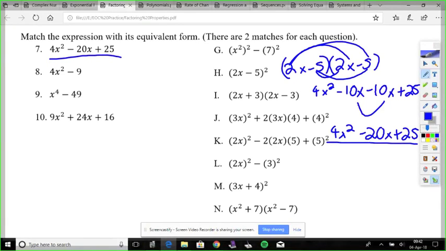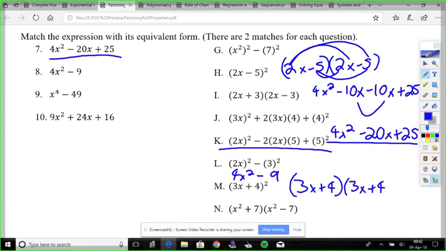Obviously, same thing for K, like we did originally. So try that. If all else fails, just do your regular math and put things together. Like for L, this would be 4x squared minus 9. M would be 3x plus 4 times 3x plus 4. If you have a hard time figuring out the matching identities, you can always just do it the old-fashioned way and see what this comes out to and see what it matches up with. Not the easiest thing in the world to do, but it is kind of confusing. I'll give you that.